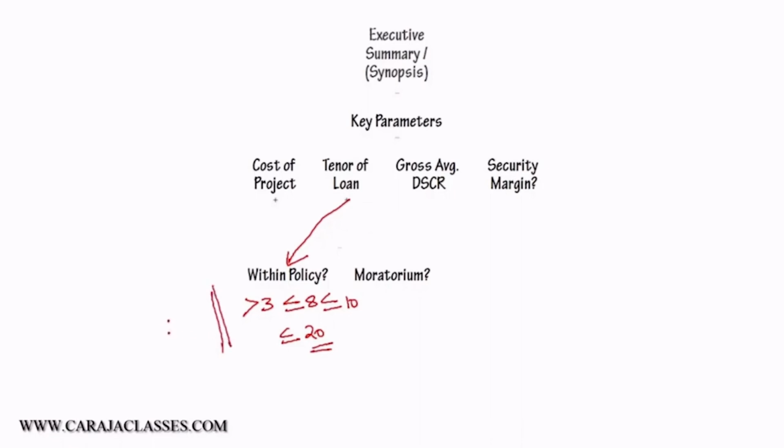Then the tenor of the loan: whether the tenor of the loan is within policy. Because as I told you, it can be for a period greater than 3 years, but up to 8 years or up to 10 years, and for infrastructure projects it can go up to 20 or 25 years as the case may be. So if the borrower is insisting on a tenor greater than 8 years or greater than 10 years, then it is actually a deviation from the loan policy guidelines of the bank.